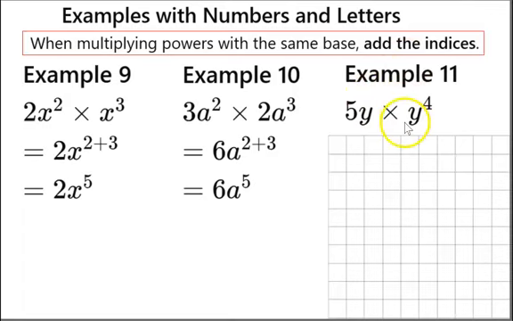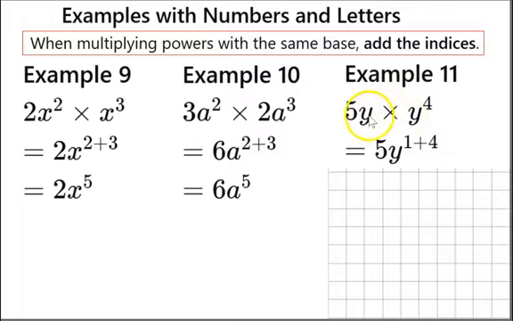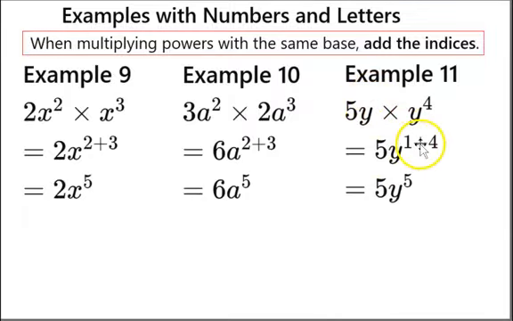Next, 5y times y to the power of 4. So that's technically 1y to the power of 4. So 5 times 1 is just 5. And then y on its own is really y to the power of 1. So it's going to be 1 plus 4, which is 5. So we get 5y to the power of 5.